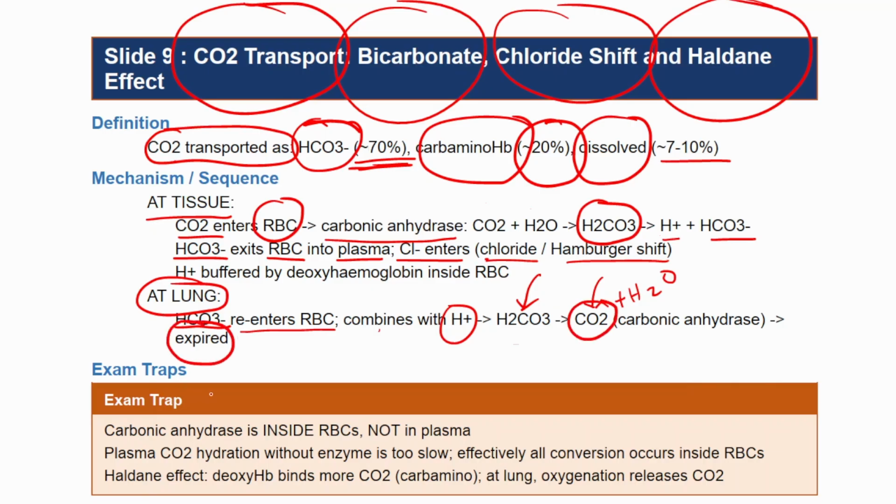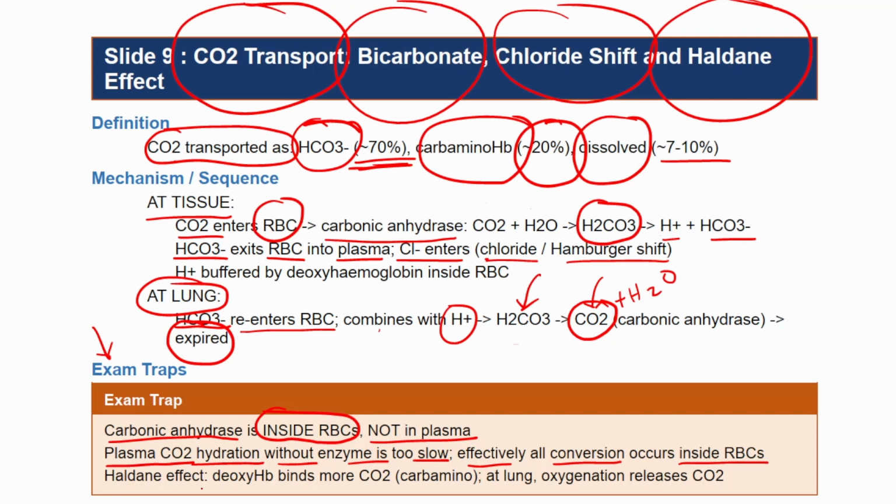Now pay critical attention to these high-yield exam traps to protect your score. Examiners love to state that carbonic anhydrase is active in the blood plasma. This is absolutely false. Carbonic anhydrase is located inside red blood cells, not in plasma. Plasma carbon dioxide hydration without enzyme is too slow to sustain life. Effectively, all chemical conversion of carbon dioxide to bicarbonate occurs strictly within the erythrocytes or RBCs.